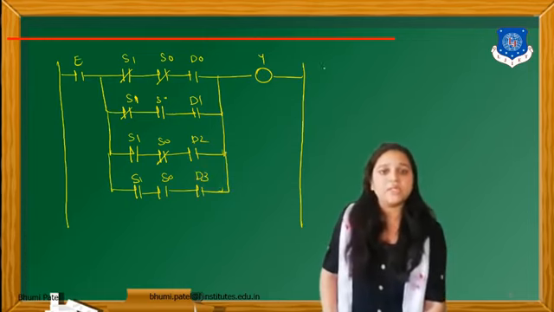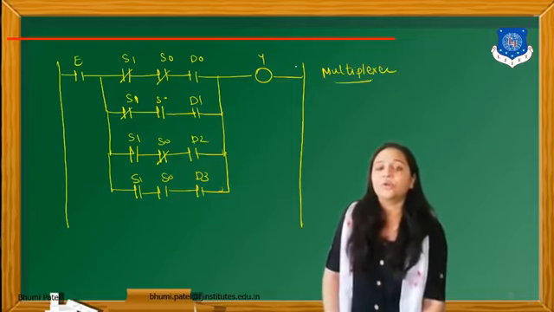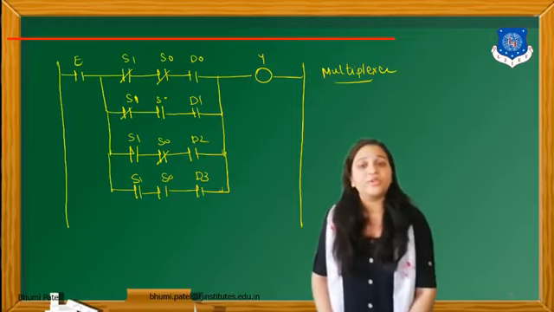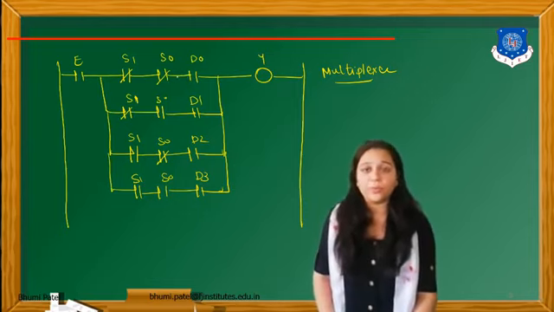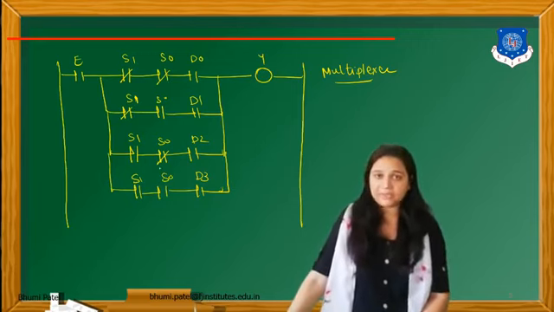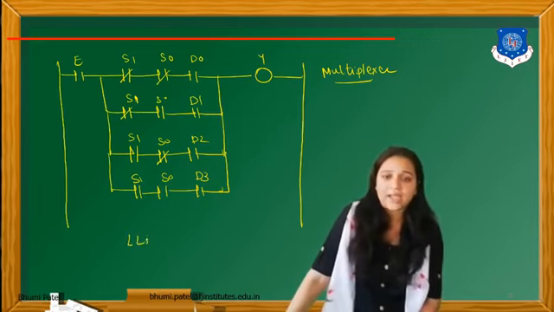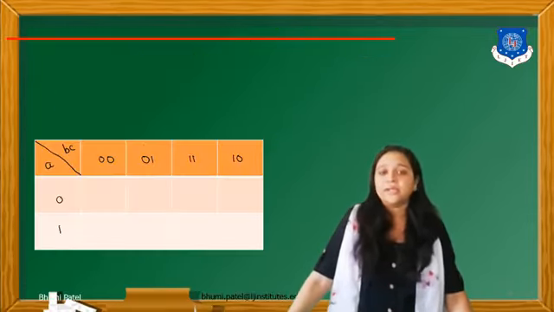So this is the ladder logic diagram for the multiplexer. The first condition is that if both selection lines are low and the first input is there, we can get the output. So these are all four conditions for the multiplexer. This is the ladder logic diagram for the 4x1 multiplexer. Clear?